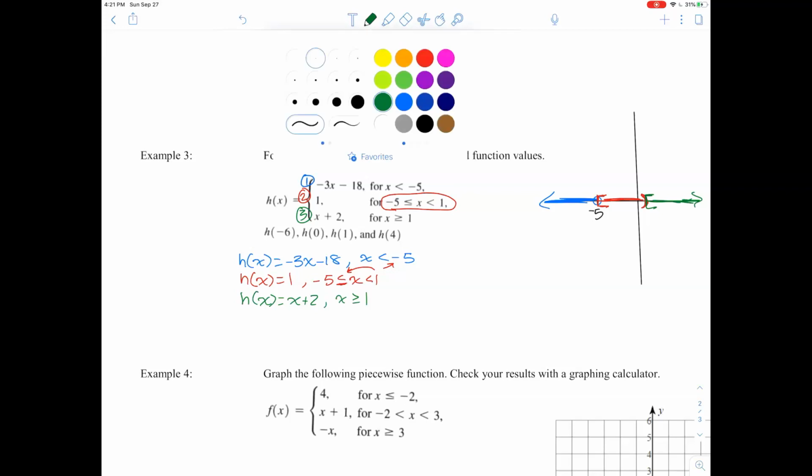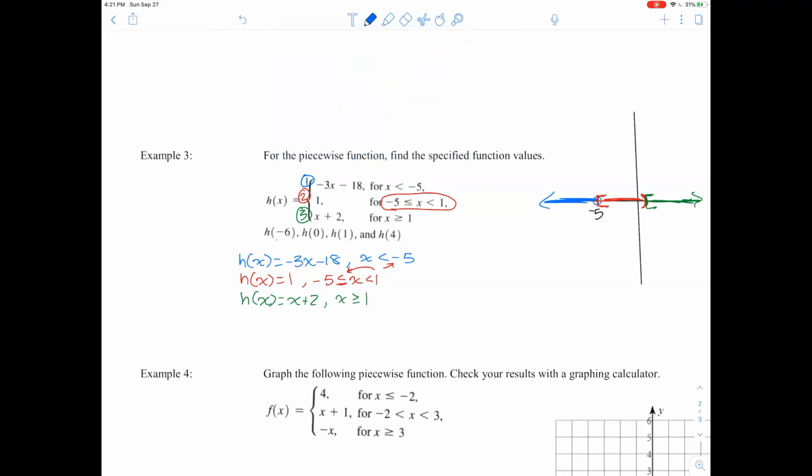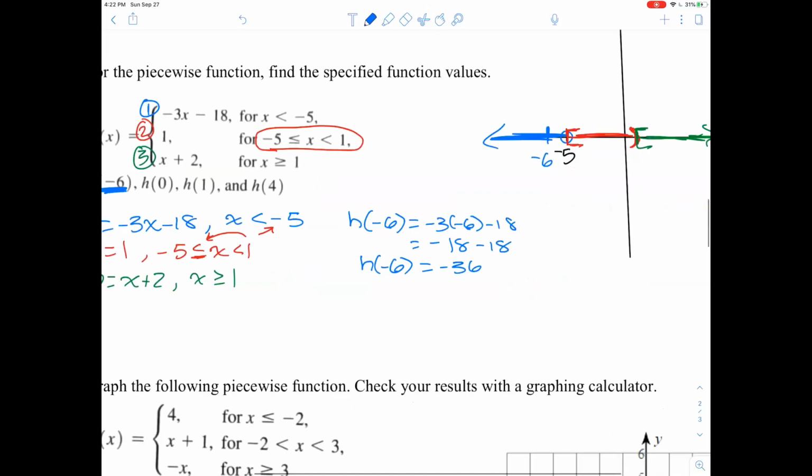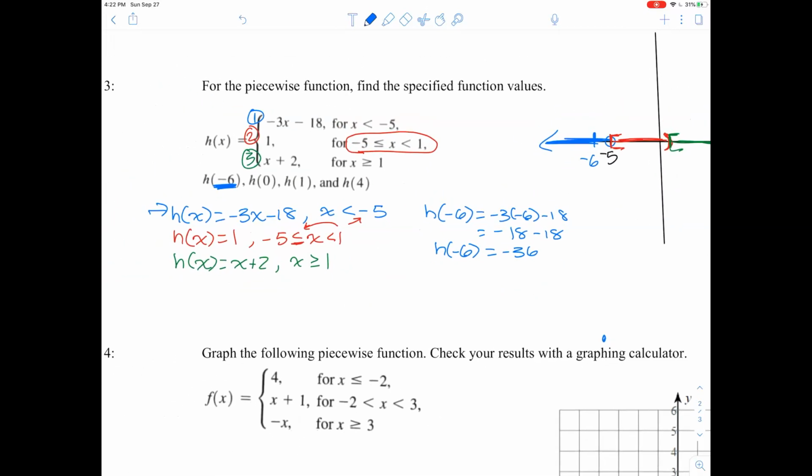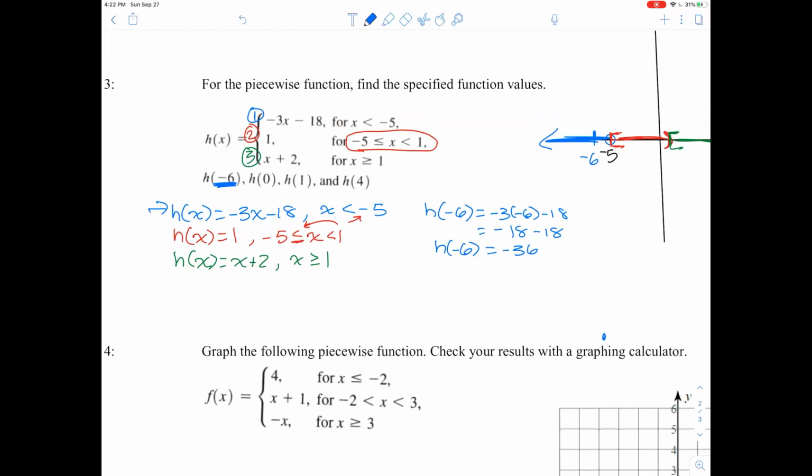We have to find h of -6. So that's our x value. Which piece of the function does it belong to? Well, it's here. That's where -6 is. So that means we'd have to plug it into this first function here. So h of -6 equals -3 times -6 minus 18. And so that'd be 18 minus 18... actually -3 times -6 is 18, so h of -6 is -36 as stated. So if I were graphing that, it'd probably be way down here somewhere on the graph. So there's that value.